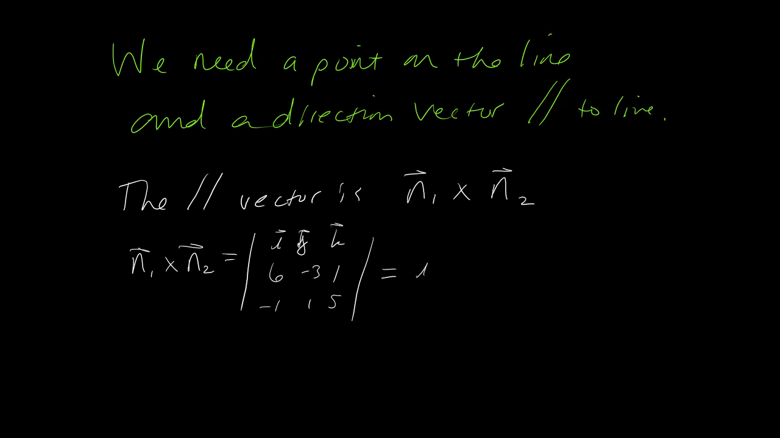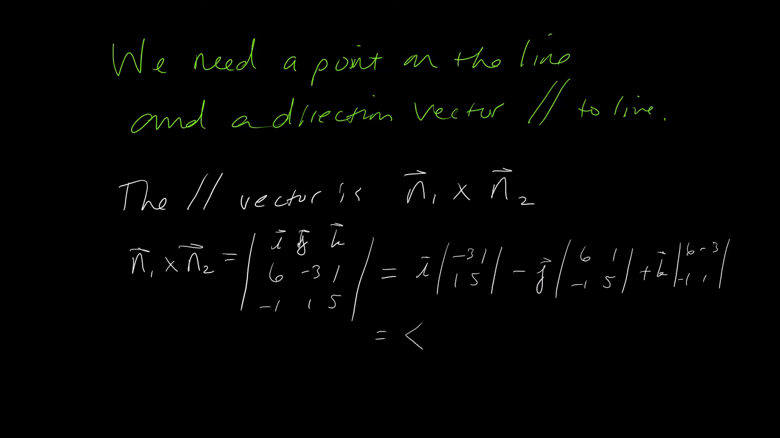Okay, so this is going to be i times the determinant negative 3, 1, 1, 5, minus j, don't forget that sign, times the determinant 6, 1, negative 1, 5, plus k times the determinant of 6, negative 3, negative 1, 1. So that's going to be, in vector form, negative 15 minus 1 is negative 16, negative 30 minus negative 1, which is negative 31, and then positive 6 minus 3, which is 3. So we have negative 16, negative 31, and 3.